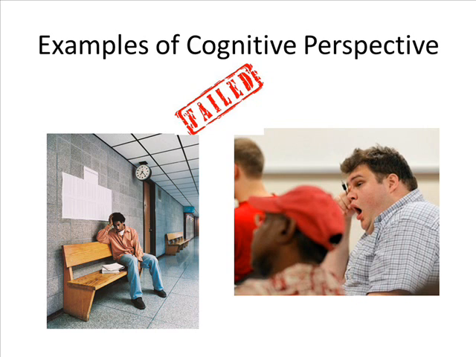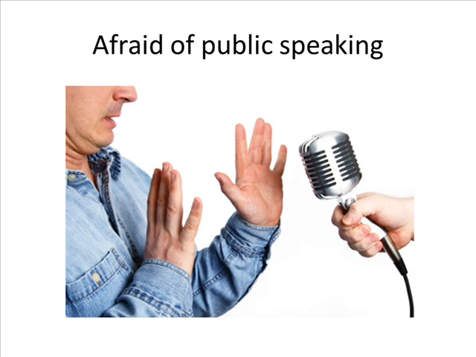Some examples of the cognitive perspective: one is a college student who makes little effort to achieve good grades in college courses. One possible cognitive explanation for this low achievement motivation is that the person has low self-efficacy. The person may believe that he or she does not have the ability to achieve good grades, and thus the person makes little effort.